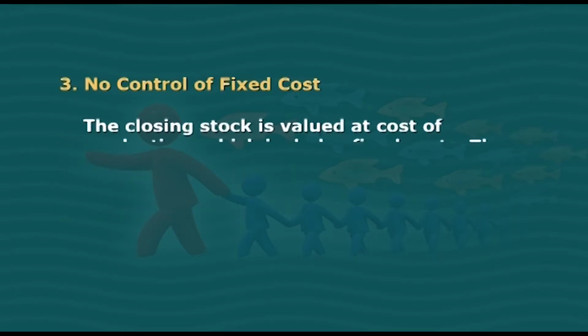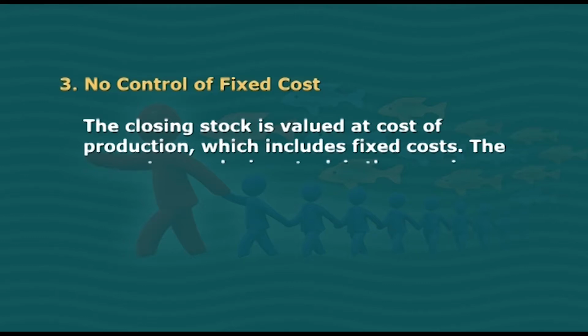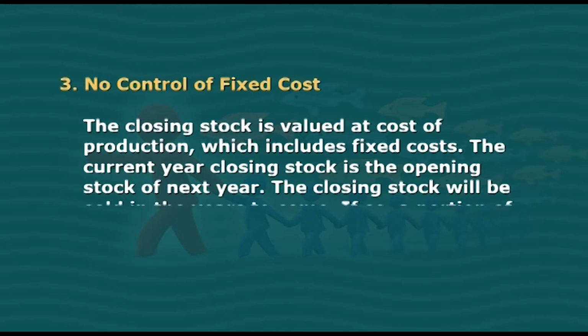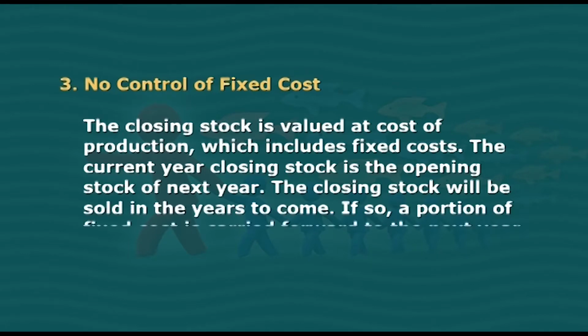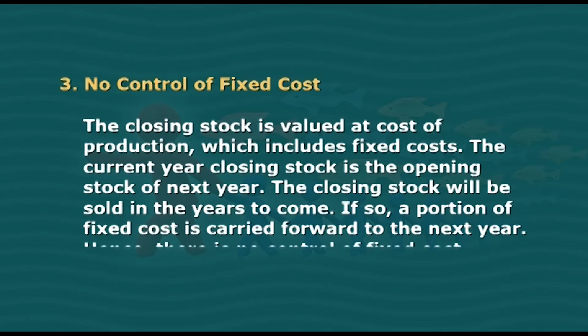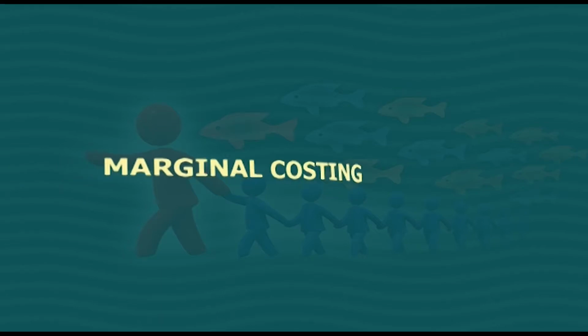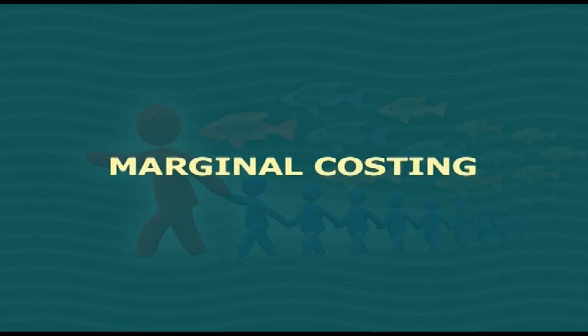The third limitation is no control of fixed cost. Friends, the closing stock is valued at the cost of production, which includes fixed cost. The current year closing stock is the opening stock of next year. The closing stock will be sold in the years to come. If so, a portion of fixed cost is carried forward to the next year and hence there is no control over the fixed cost.